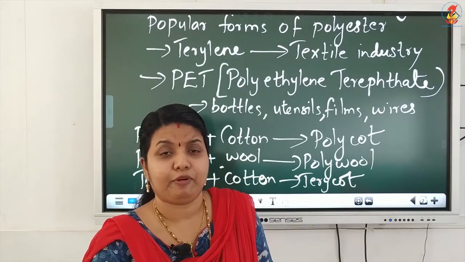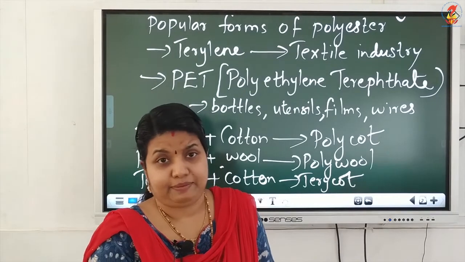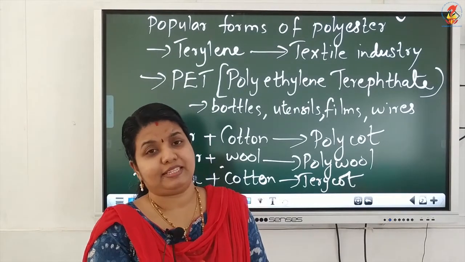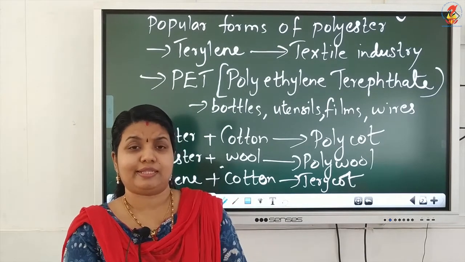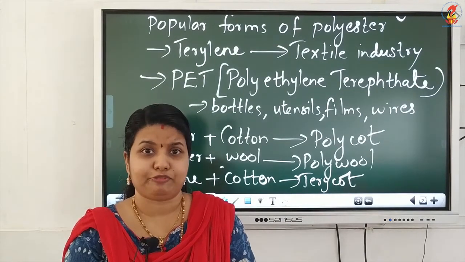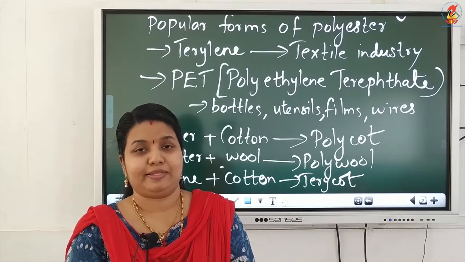Polyester is made up of repeating units of a chemical substance known as ester. Esters are sweet smelling substances which give fruits their smell. Okay, and these esters are used as flavoring agents in perfumes. Perfumes have a pleasant smell, that is due to the addition of esters.